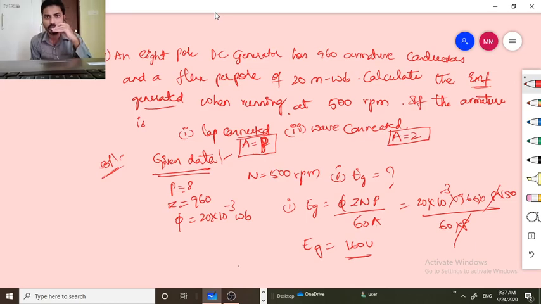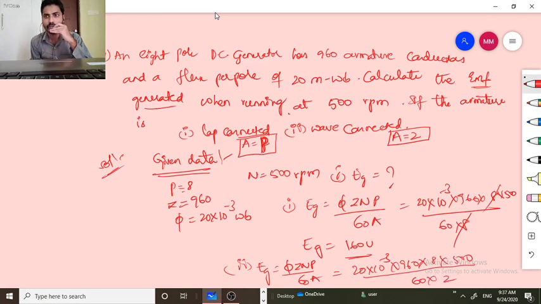So I'm writing here, EG is equal to phi Z N P by 60A. So 20 into 10 to the power minus 3 into 960 into 8 into 500 divided by 60 into 2. So calculate it. What is the value? You'll get 640.